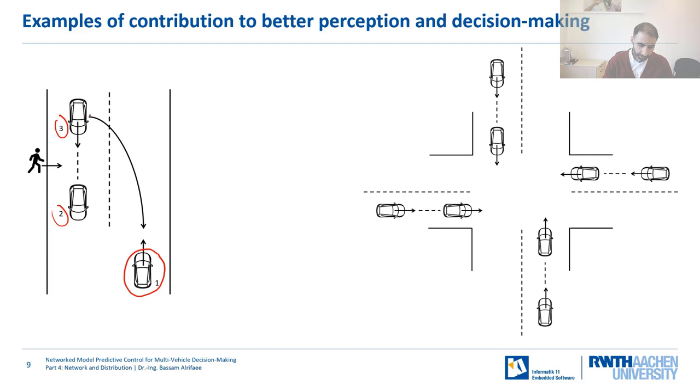So vehicle number three tells vehicle number one over communication, there is a pedestrian and the pedestrian is at position X and Y. And now vehicle number one can update the object list, the environment model, and with the help of vehicle number three, vehicle number one could extend its visibility, let's say. This is a contribution to better perception, and this is a typical example in terms of traffic for contribution to better perception. It is the typical example you see.